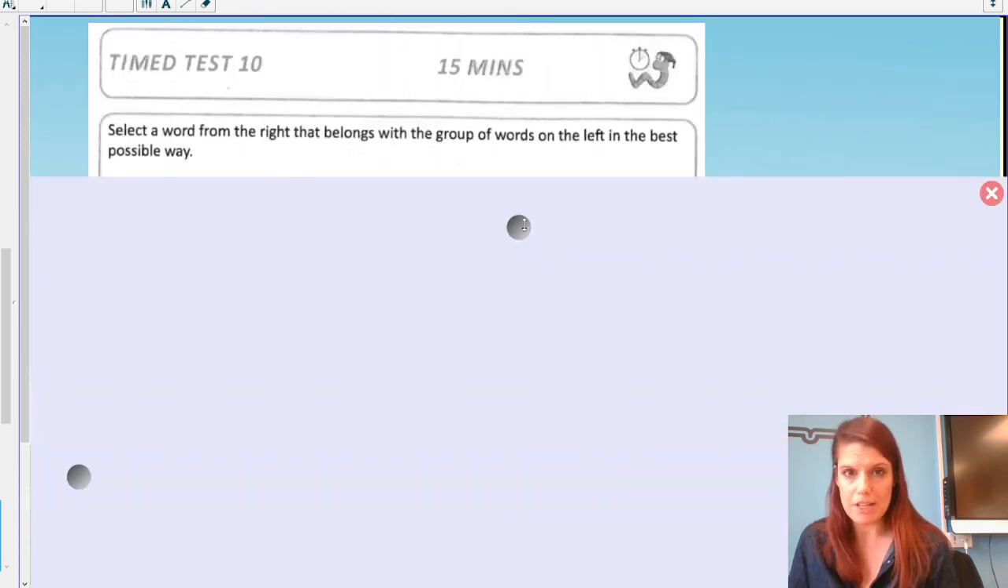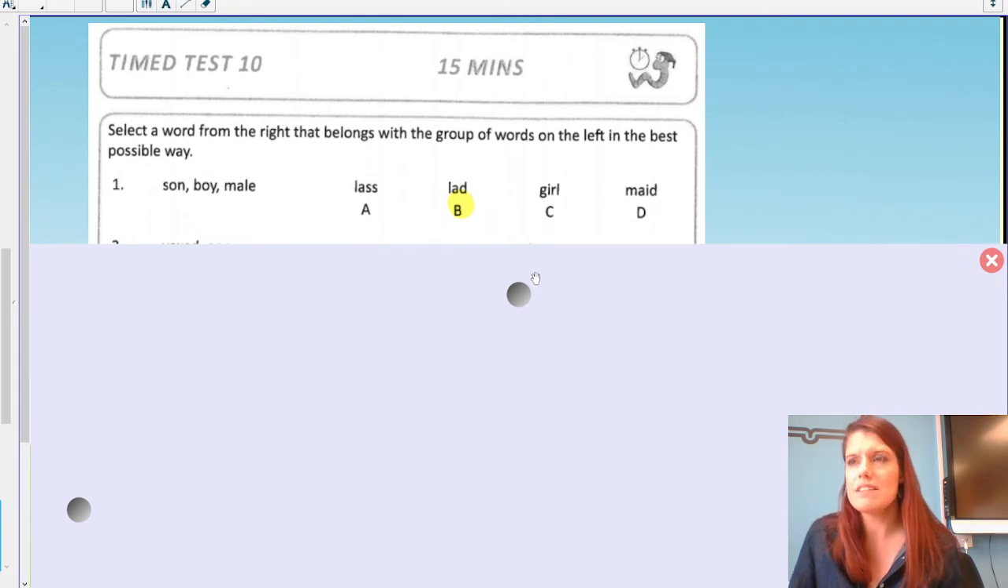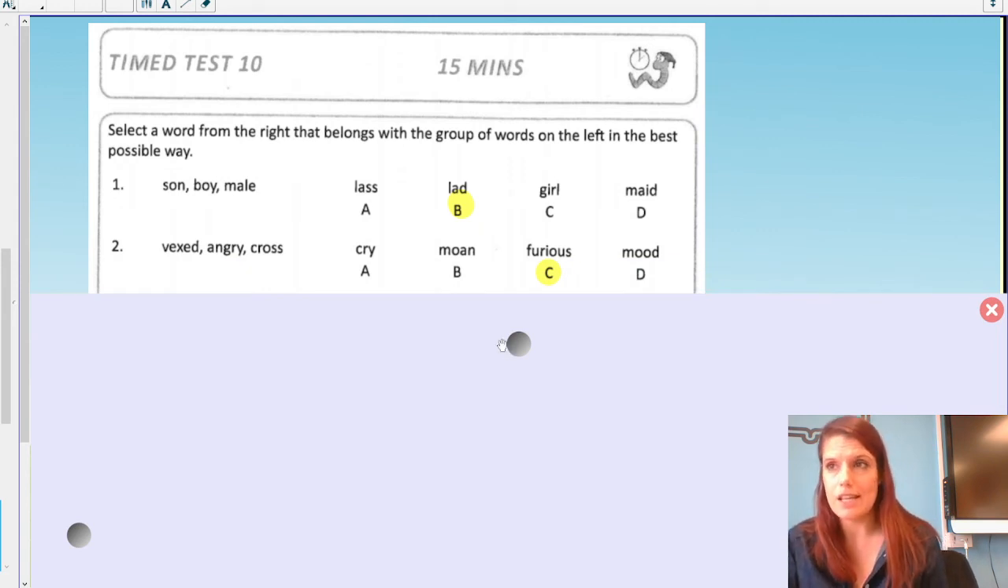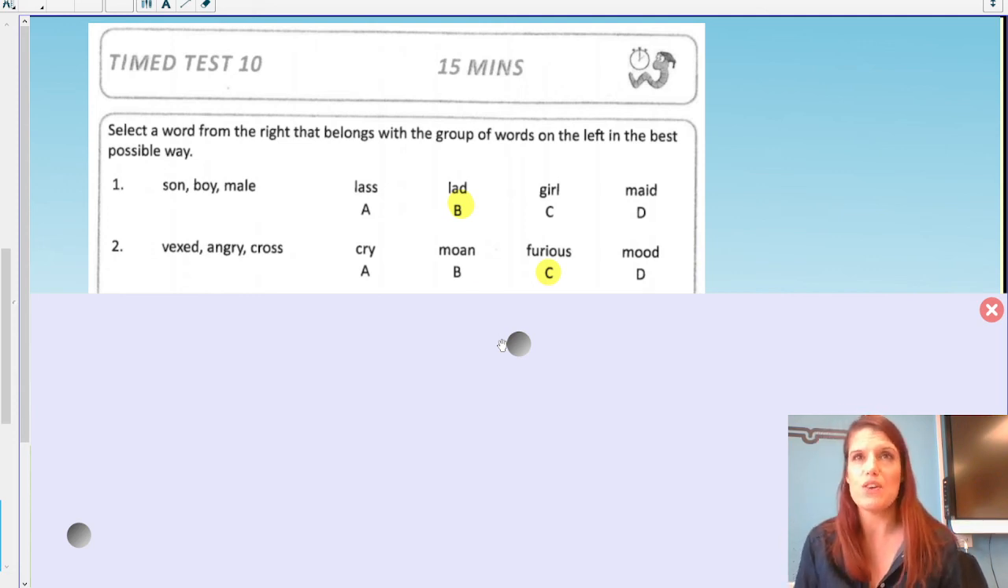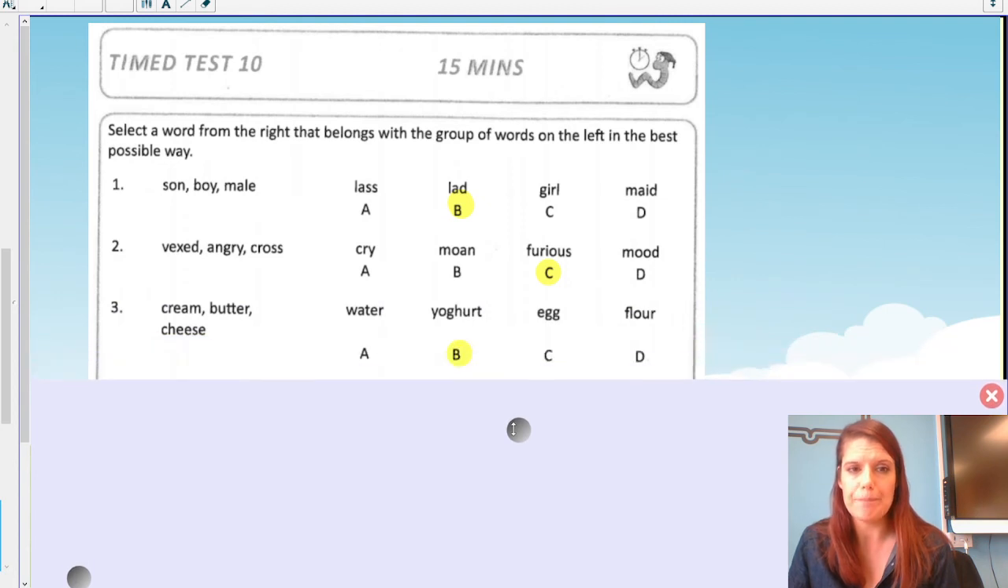And then you had your timed test for 15 minutes if you could do it within that time frame. Lad is a slang term for a male person. Furious is another way of saying cross. It's a synonym. Now, you may not have heard of the word vexed, in which case now would be a good time to write that in your word and meaning book if you haven't done so already. But you would probably be familiar with the terms angry and cross, which should then help you work it out. So furious was the most appropriate synonym.